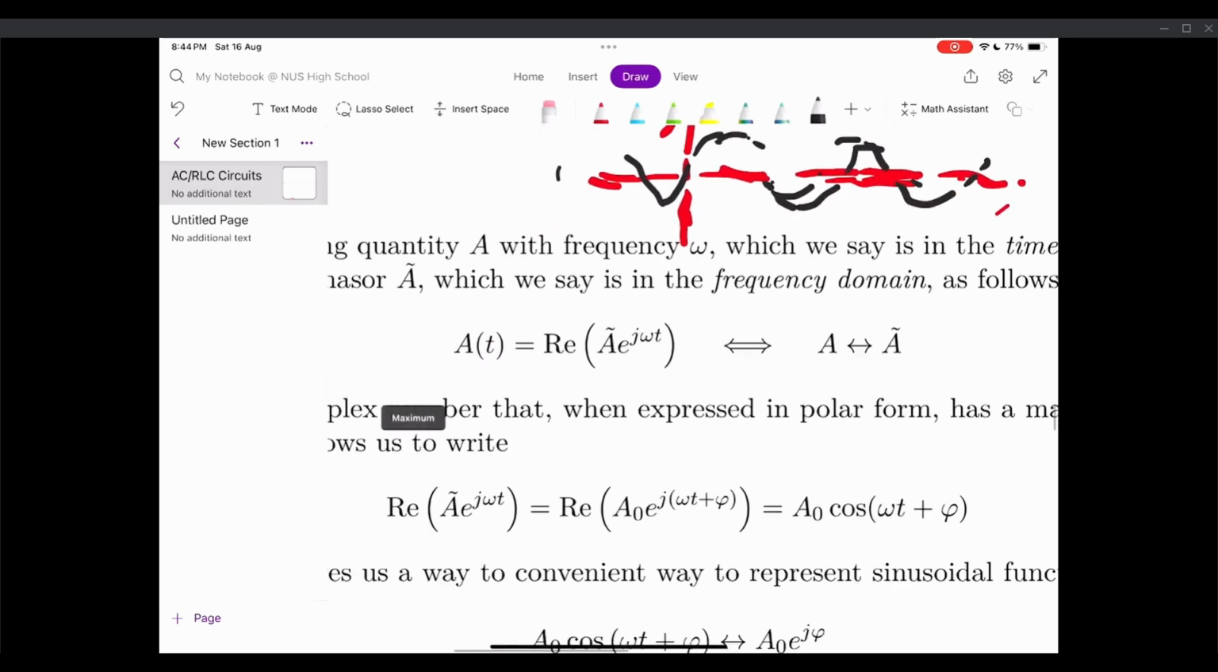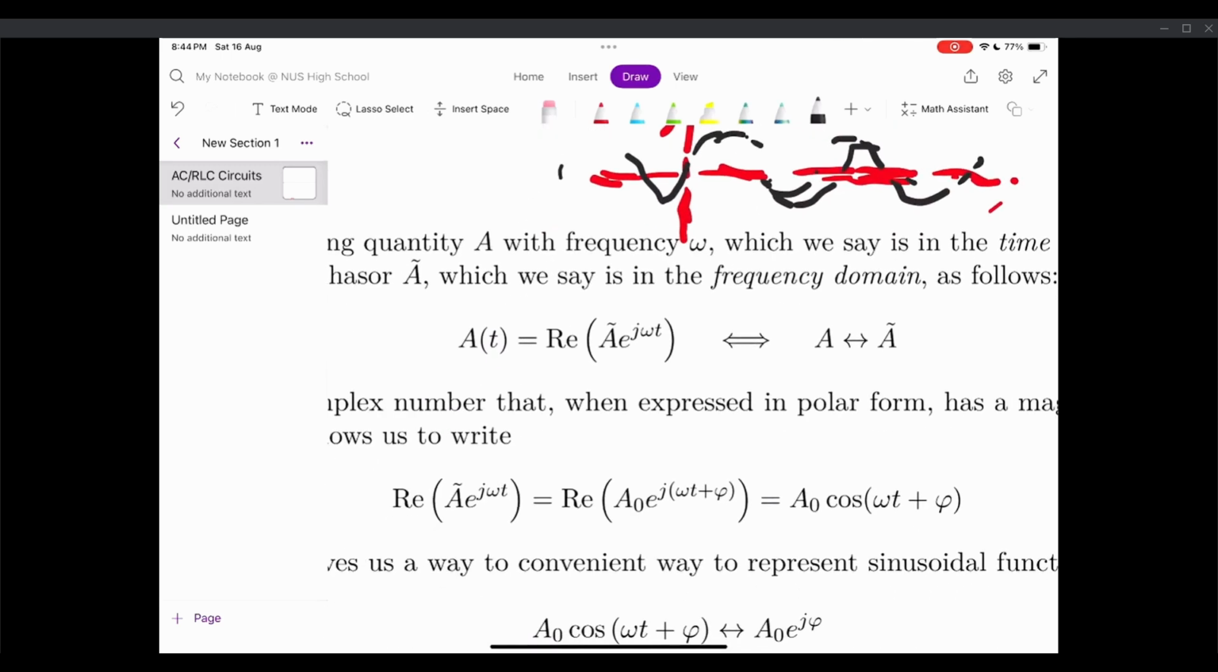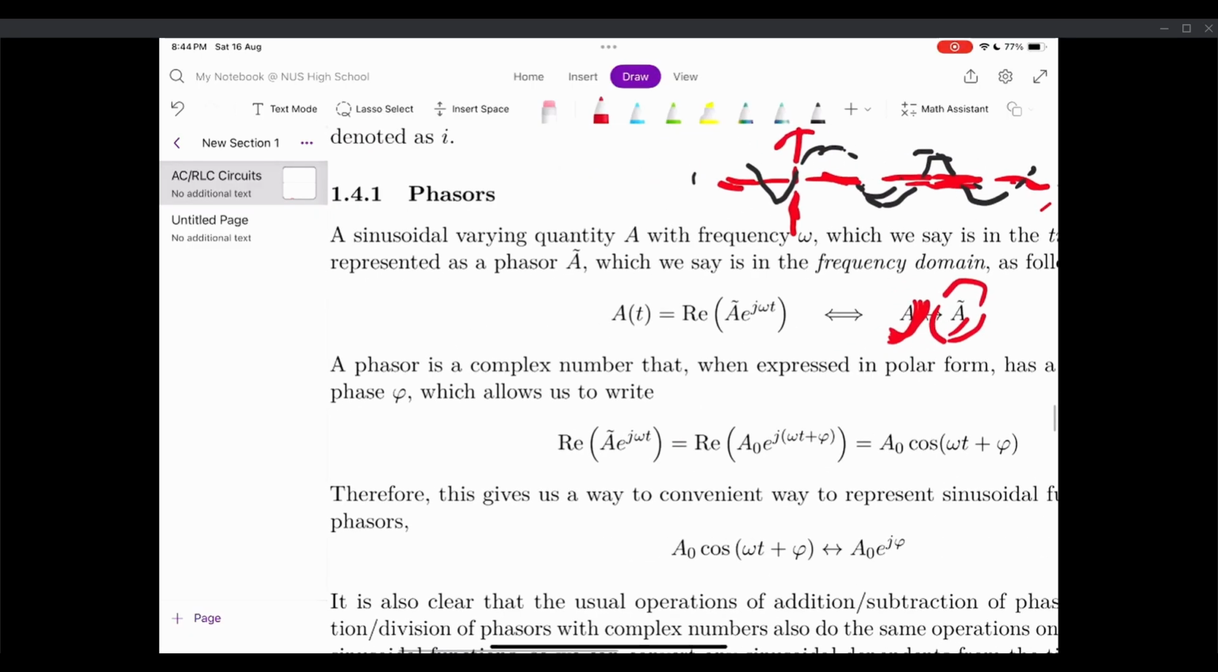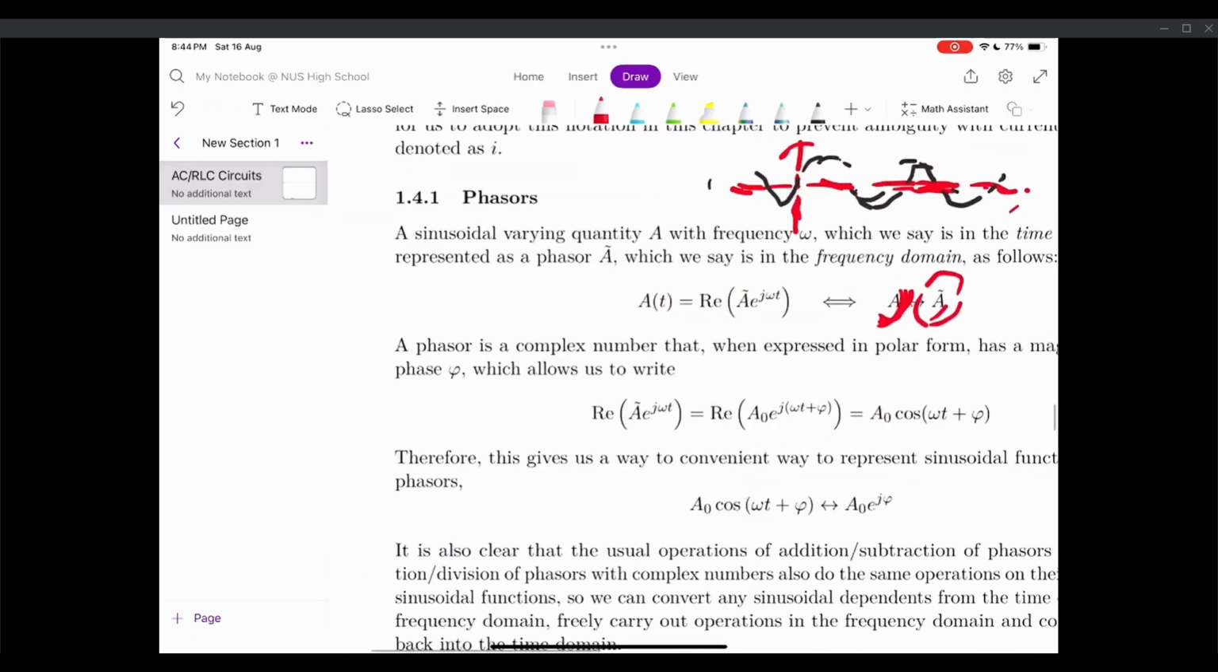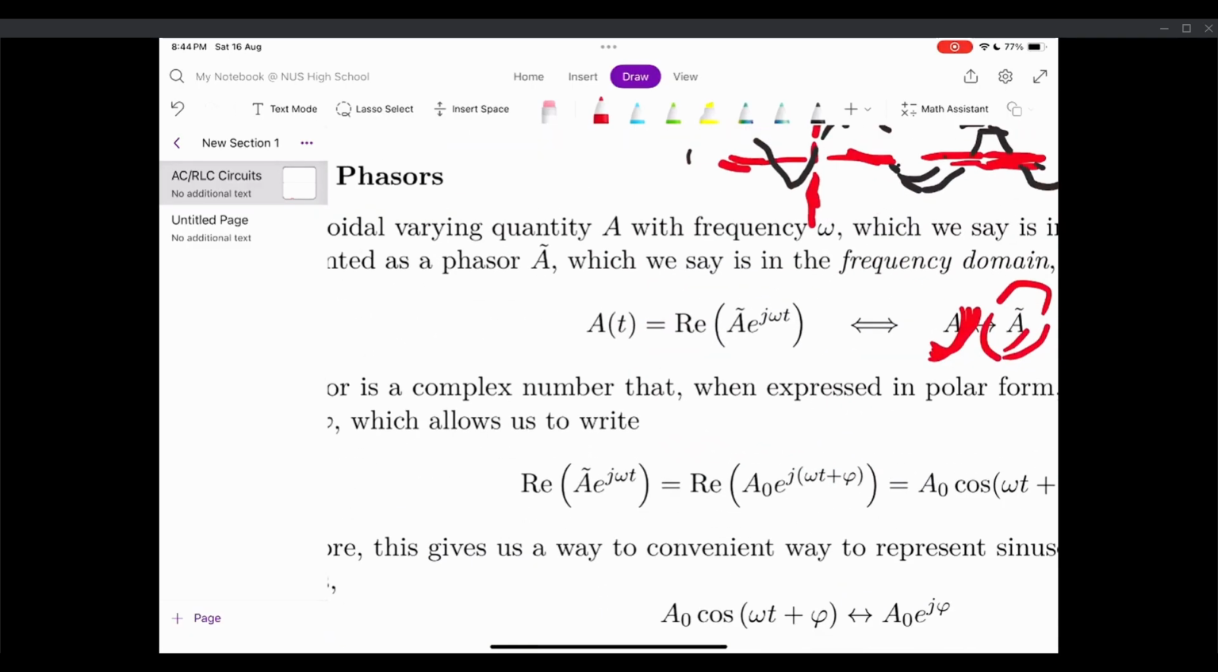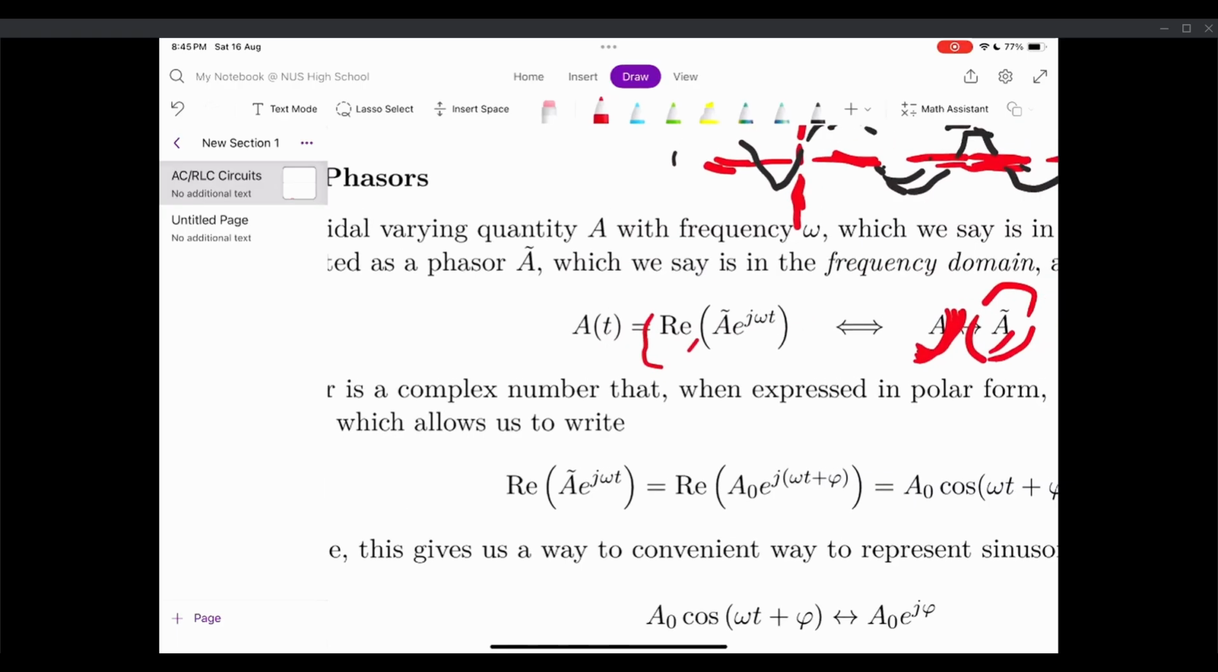What we actually do is we use this definition here. It looks like a lot, but basically we're saying that this quantity here is your phasor, and this is what we say is in the frequency domain. And this quantity here is your actual time varying quantity. The relationship between both of these is this, which says that your sinusoidal quantity is the real part of this phasor multiplied by e to the j omega t.